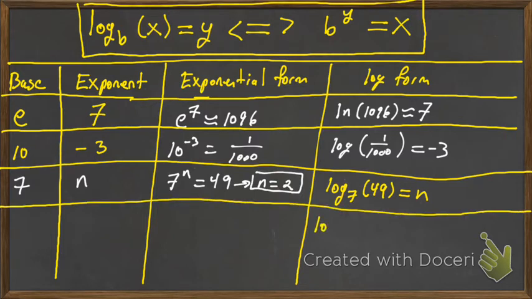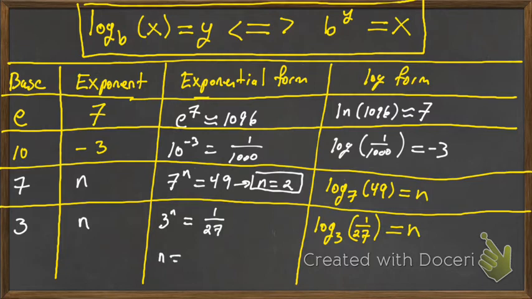Okay. Let's look at another one. Log base 3 of 1 over 27 is equal to n. Okay. Base is 3, exponent is n, so very similar to the previous example. So 3 to the nth power is 1 over 27. So you're asking yourself, 3 to what power is 1 over 27? Well, 3 to the third power is 27, so if we want it in the denominator, that'd be to the negative 3, so n is equal to negative 3 there.